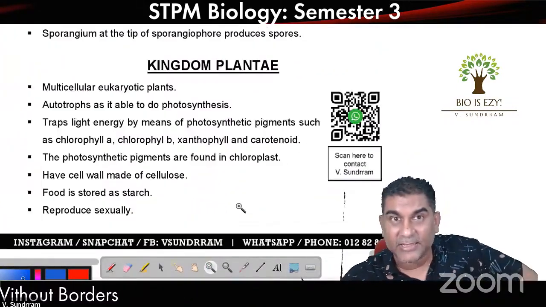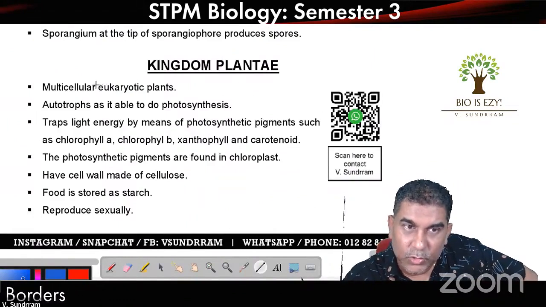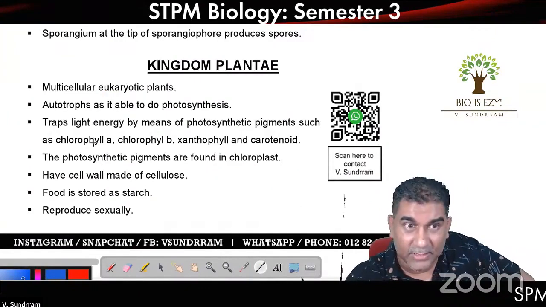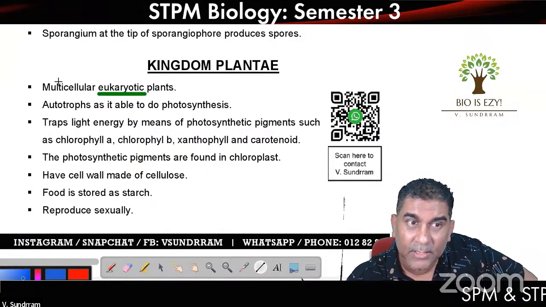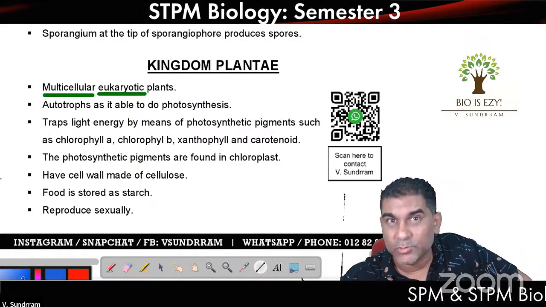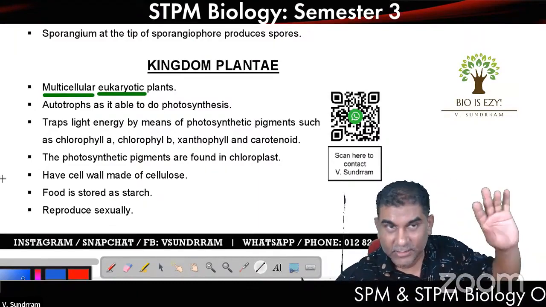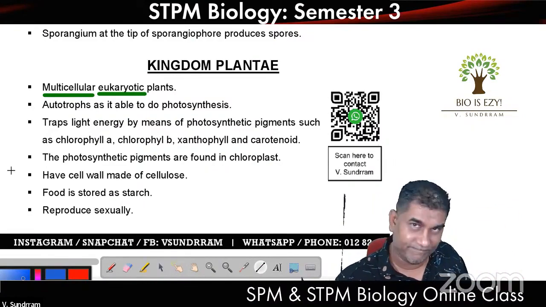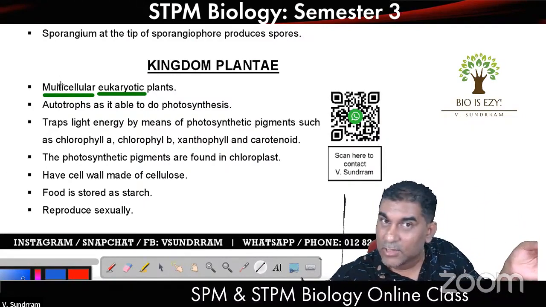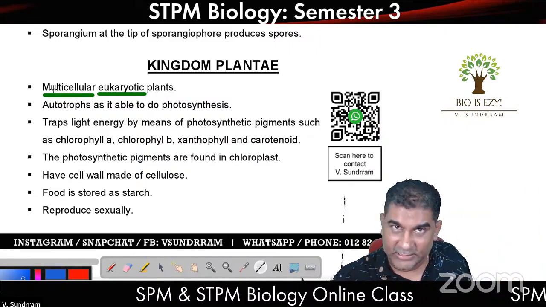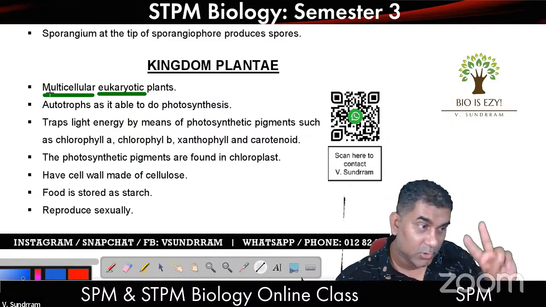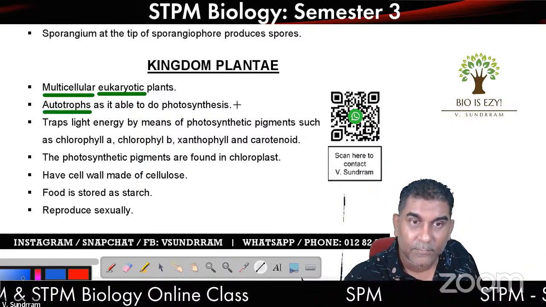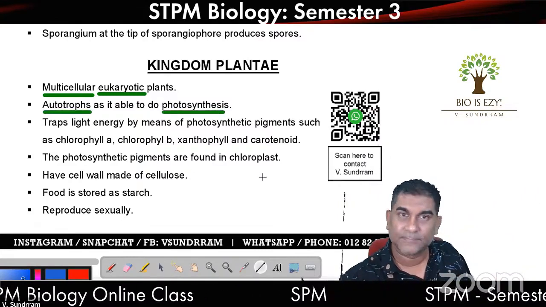Plantae general characteristics. Eukaryotic, that means they have nucleus. Multicellular with tissue. That's already 2 points. It's a eukaryotic organism, the cells have nucleus. It's a multicellular organism with tissue organization. 2 marks, 2 facts, 2 characteristics. Autotroph, because they can do photosynthesis.